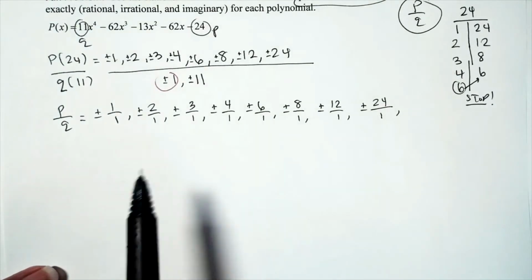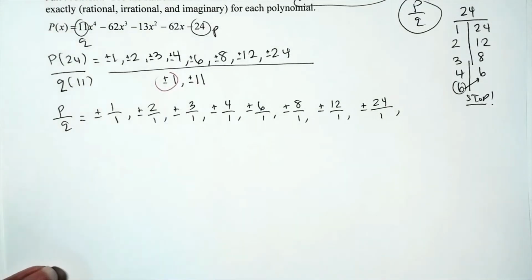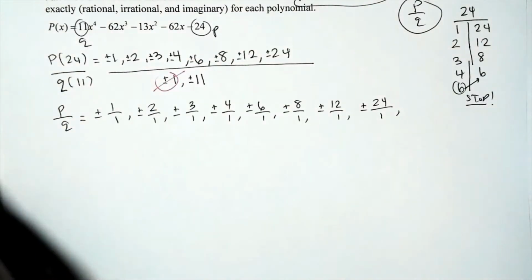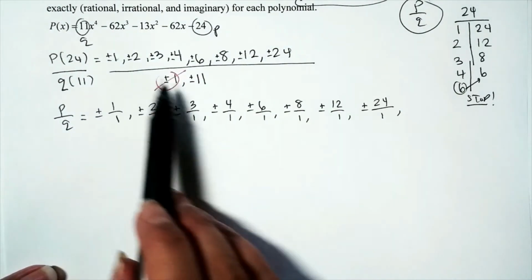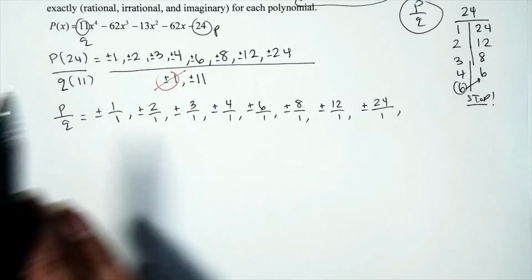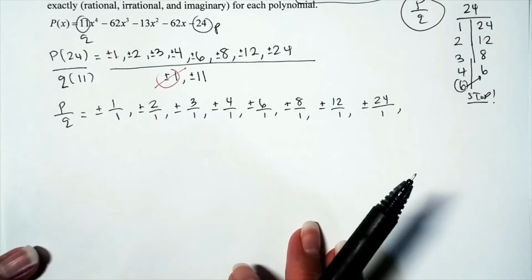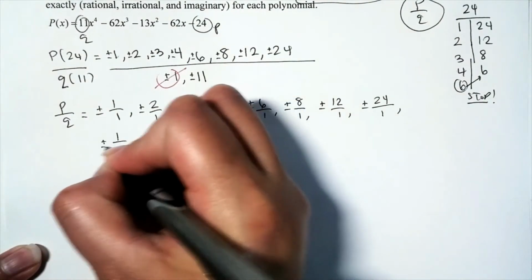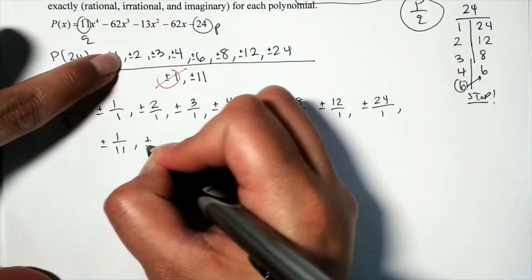Okay, so we're done dividing the top factors by 1. So 1 has served its purpose. Now let's go ahead and divide the top factors by 11. So it's going to be 1 over 11, 2 over 11. But of course, we want positive or negative quotients. Okay, so we have 1 over 11, followed by 2 over 11.